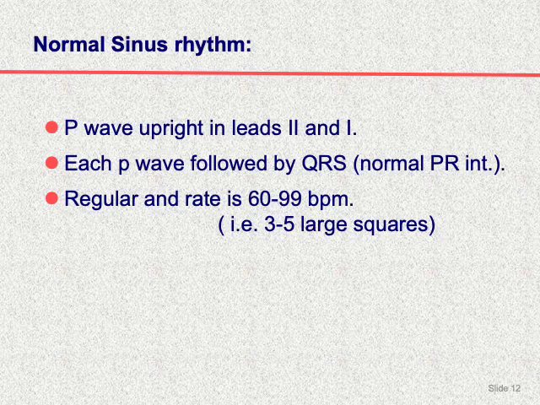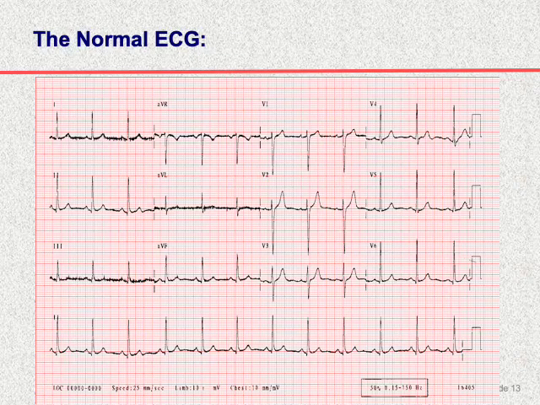And usually the rate is regular. If it is irregular and sinus, this may be sinus arrhythmia, but this is the normal sinus rhythm. Why do we say normal? It is regular and the rate is between 60 and 99, let's say 3 to 5 large squares. Why do we say sinus? Because the P wave is upright in lead 2 and 1, and each P wave is followed by a QRS with a normal PR interval, and this PR interval is constant. In a practical way, this is a normal ECG, and this is normal sinus rhythm.